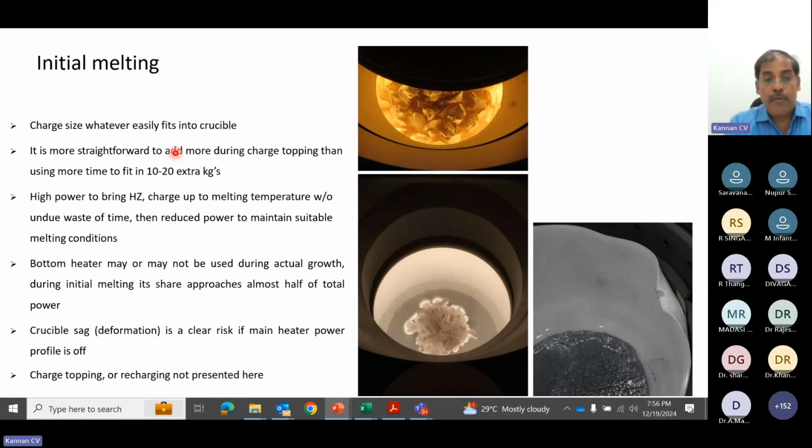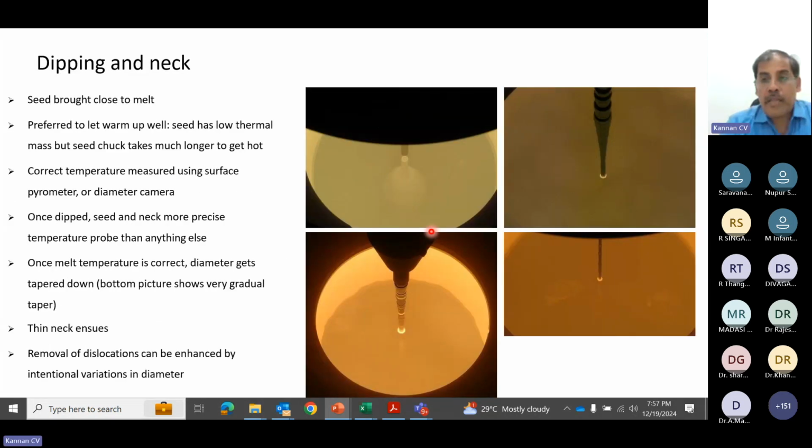After you load the entire crucible, you have to start heating the material. The polysilicon inside the crucible starts melting slowly. Then after some time, it will be like this. Then you have to start the seeding process. This is a very important process. After you ensure that the complete silicon has melted, you have to dip the seed crystal into the molten silicon, and this is the first step.